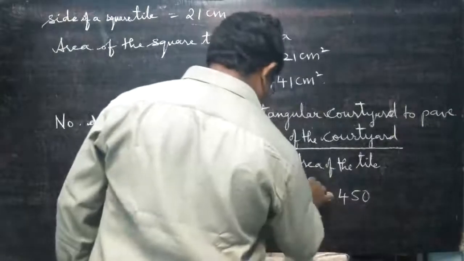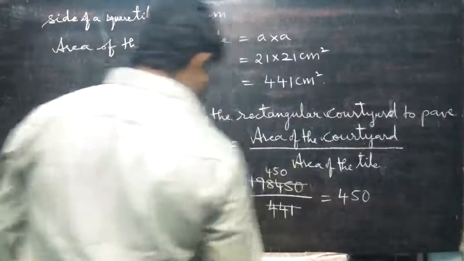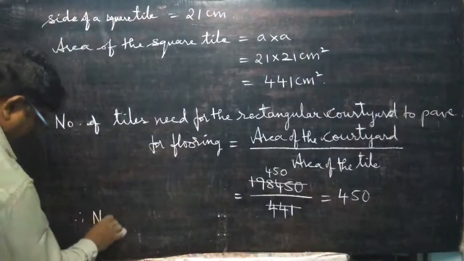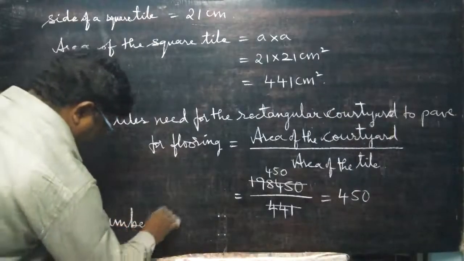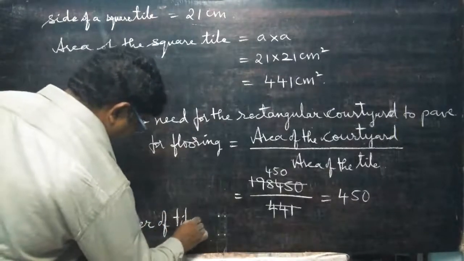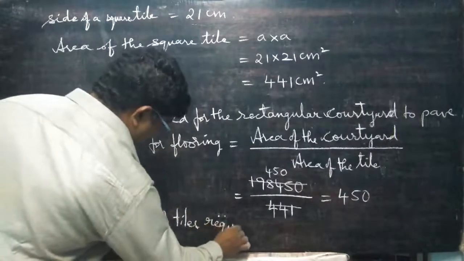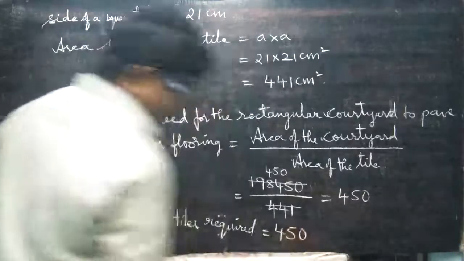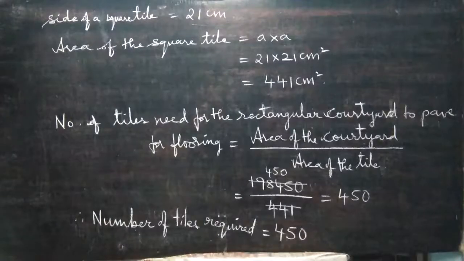Then you simplify. So how many tiles? Therefore, number of tiles required is equal to 450. They asked that one only. Find the number of tiles. They told to find the largest. Largest is 21 centimeters, and number of tiles required is 450.